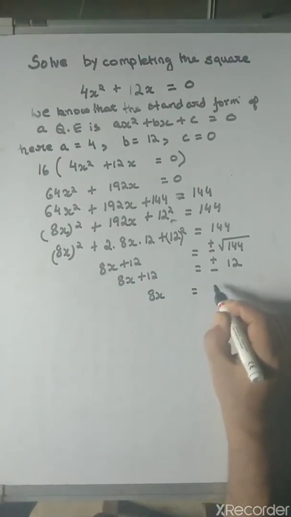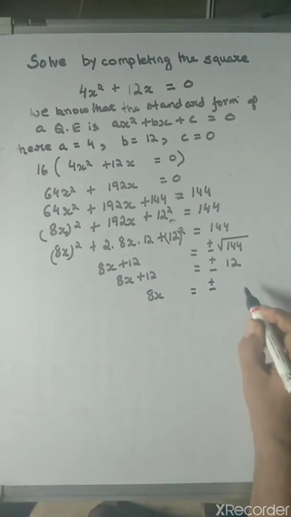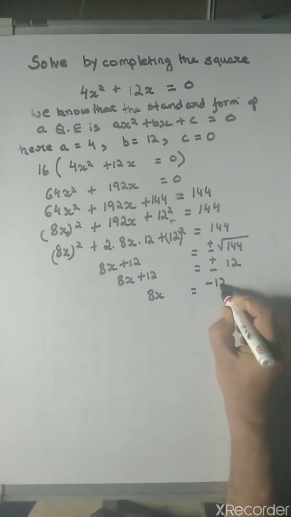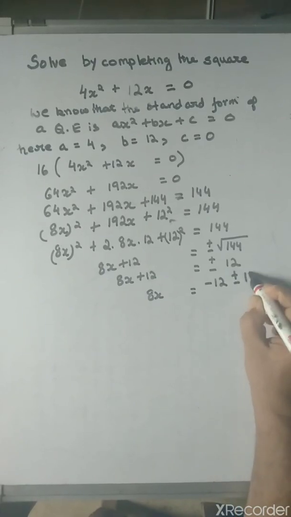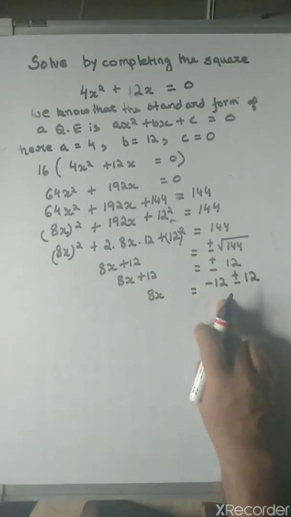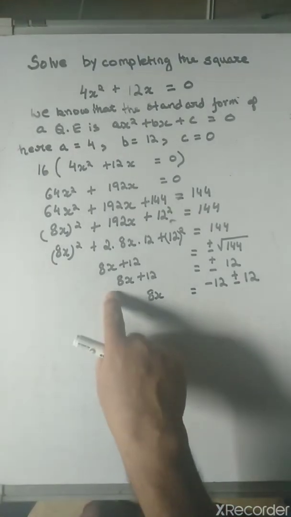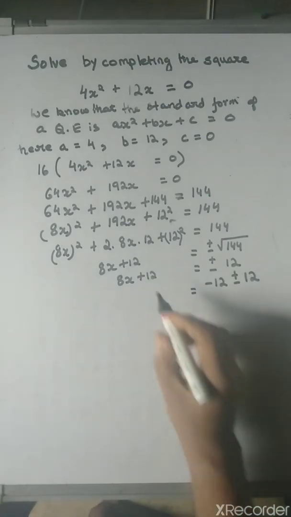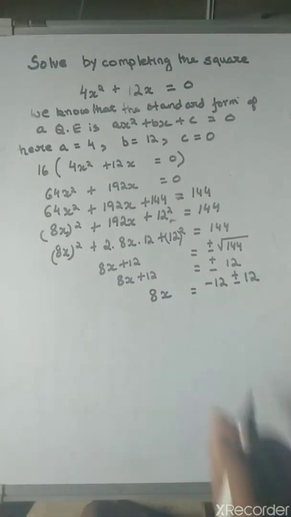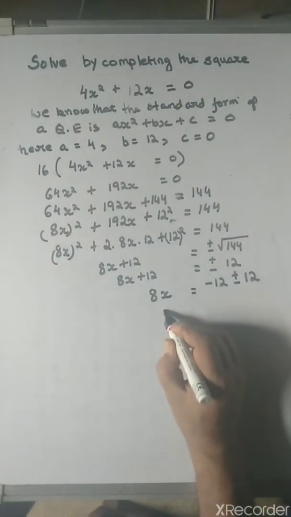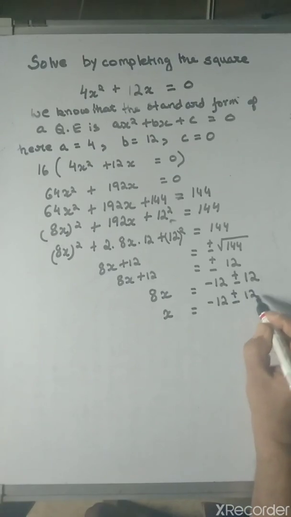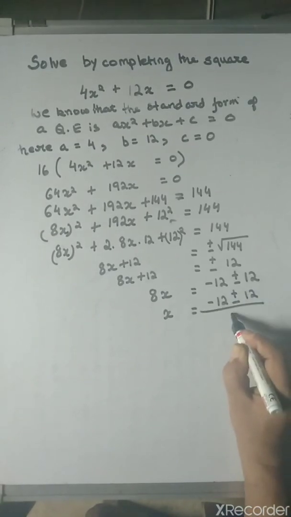8x is equal to plus minus, let's put 12 first. We put minus 12 plus minus 12. This minus 12 transposes and becomes a negative because this is under addition. All right? So we have our 8x there. Now, x is equal to minus 12 plus minus 12 upon 8.